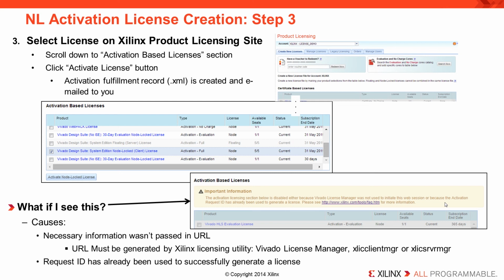The other potential cause is that the request ID has already been used to successfully generate a license. Now, one of two things here: either somebody else from that same machine came in and generated it at the same time. That's highly unlikely, but it could be possible for multiple users of a single machine doing a node-locked or client license. But more commonly, you've already generated a license here. You've come back in to the Xilinx licensing site, but you have not yet gone to your machine and processed that XML file into trusted storage, which we'll talk about here in step 4.